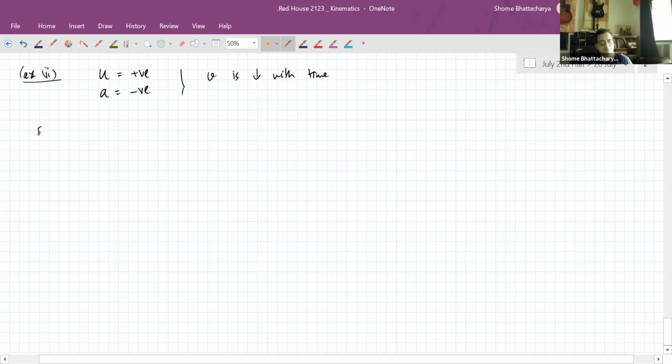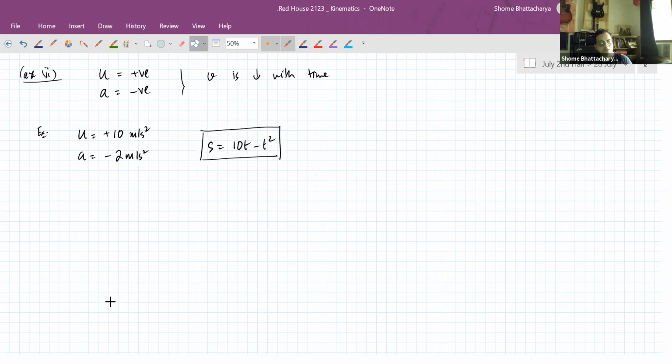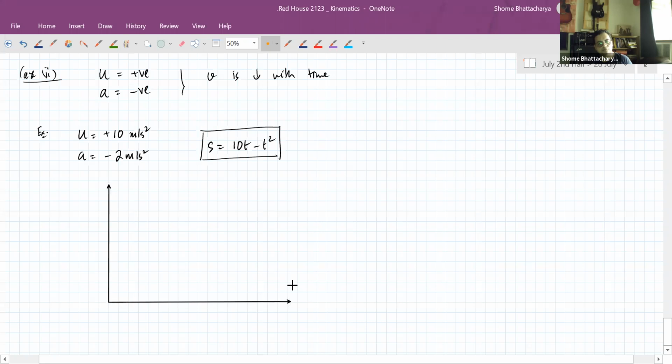Okay. So for example, let's take U as this time maybe plus 10, and let's take A as again minus 2 instead of plus 2. So we have S is equal to 10t minus t square. So what will this particular time graph look like? It will look like a parabola, but a downward pointing parabola. So displacement in meters and time in seconds.